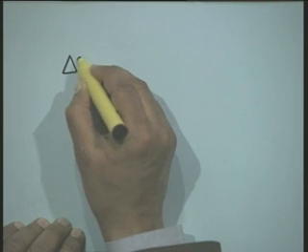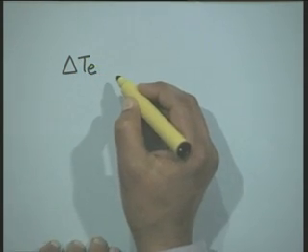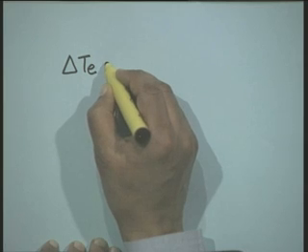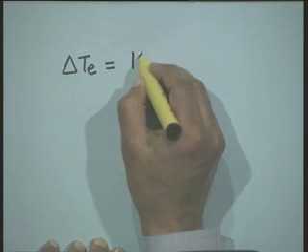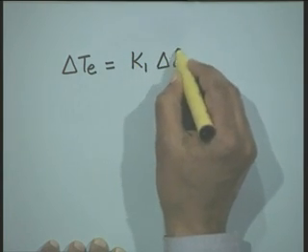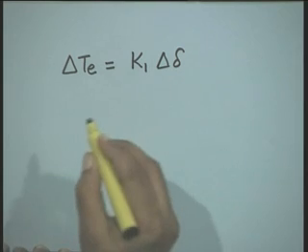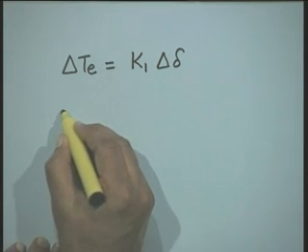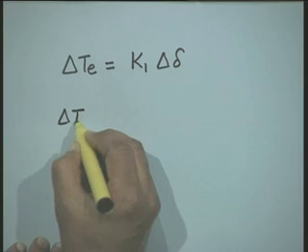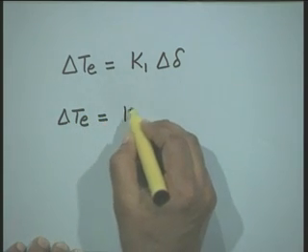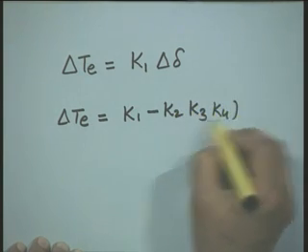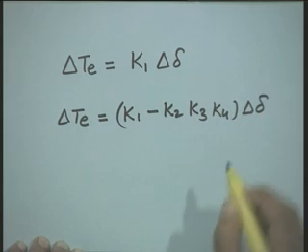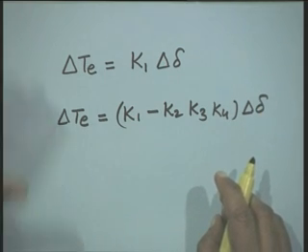Further, we know that the change in the air gap torque due to change in delta delta, which operates directly, is written as delta T equal to K 1 delta delta, right. Therefore, we can say here the delta T e is written as K 1 minus K 2 K 3 K 4 into delta delta, when we consider the effect of change in field flux linkages also.